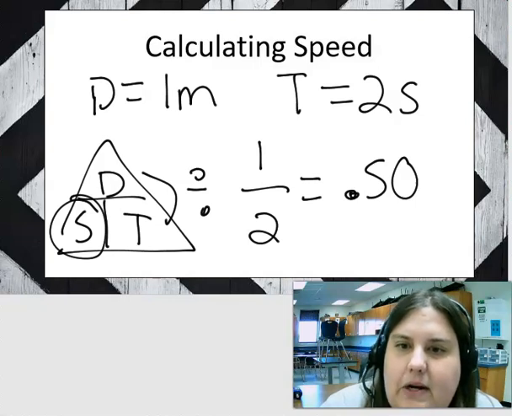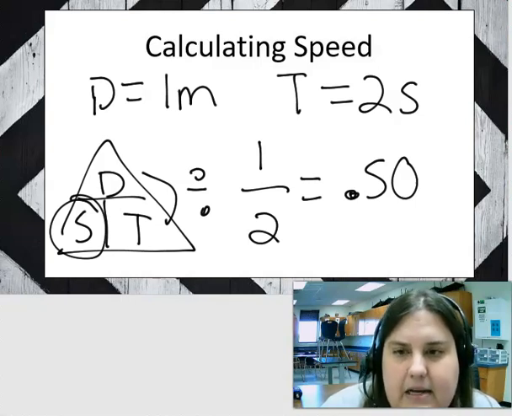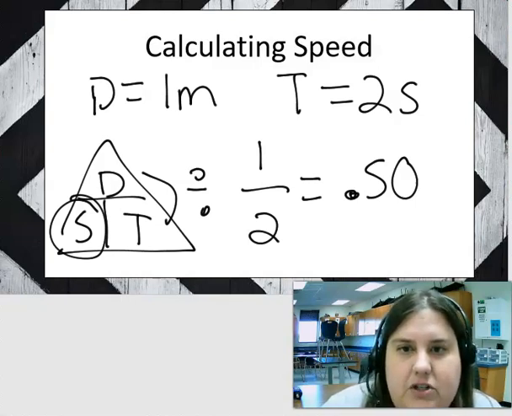Okay, there is another video in this folder on calculating speed. It's devoted just to calculating speed. So if you're needing a little bit of extra instruction on calculating speed, please go ahead and close out and move on to that next video so that you can watch that.